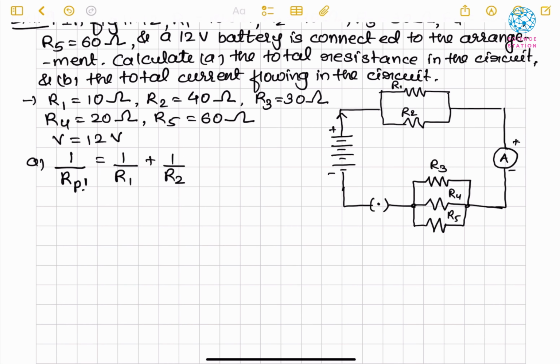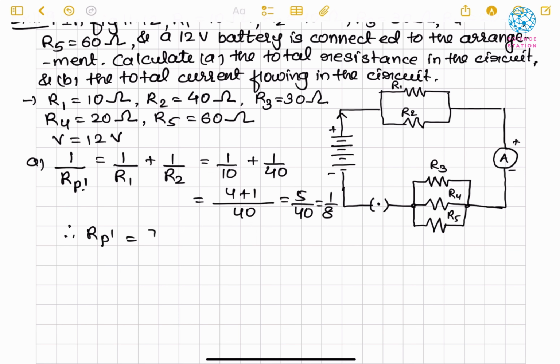So now, first I am finding 1 upon Rp1, that is the first parallel part, that is 1 upon R1 plus 1 upon R2. So that is 1 upon 10 plus 1 upon 40. So if I do the LCM as 40, this will be 4 plus 1, that is 5 upon 40, so equal to 1 upon 8. So therefore Rp1 equal to 8 ohm came.